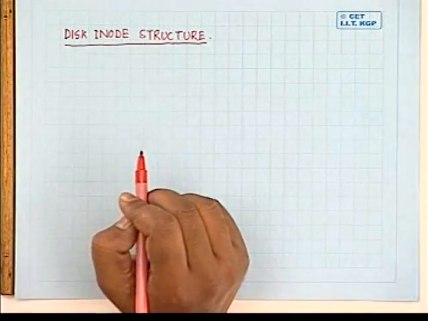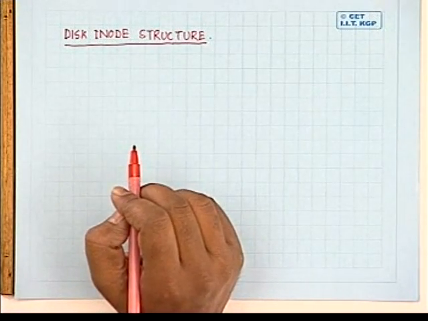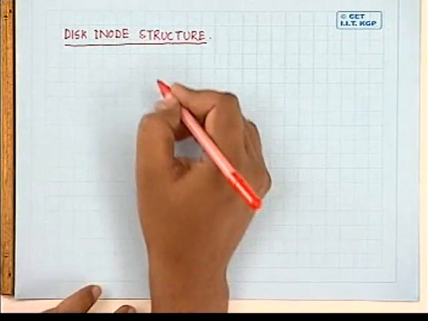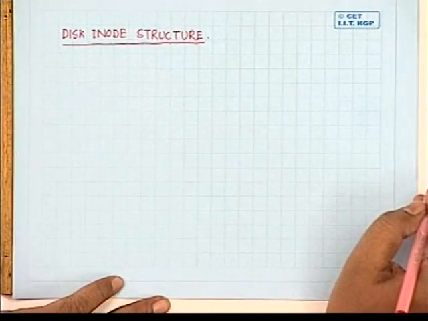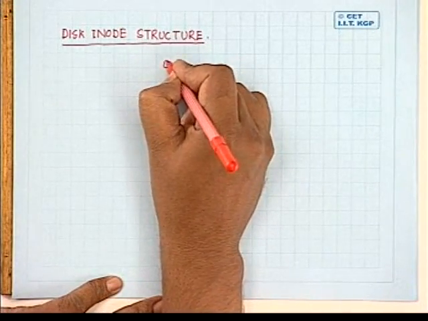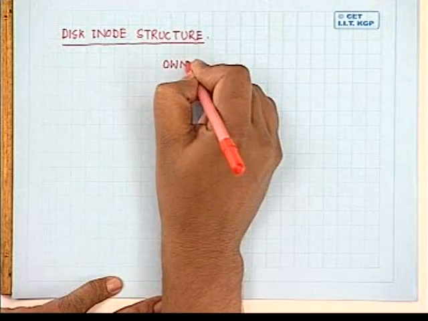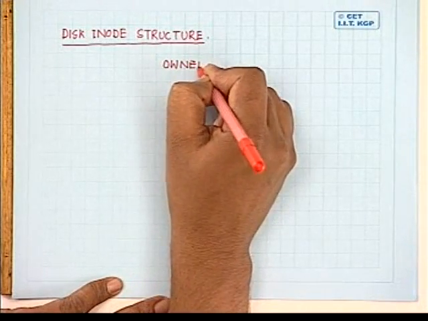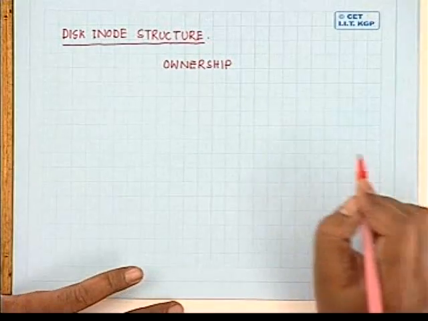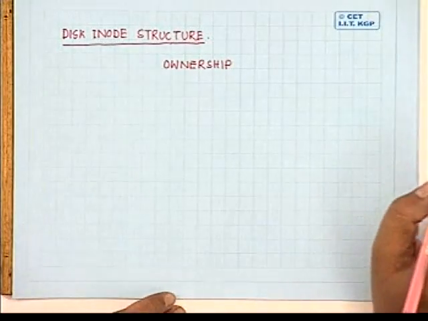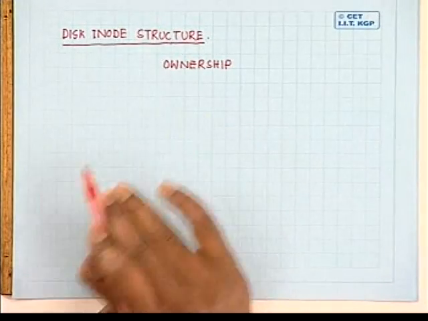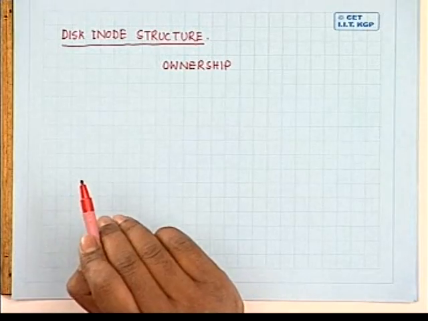Thus, the disk inode contains a number of fields, and every field will contain some information. The first field that you have to have in the disk inode is the ownership specification of the file. That is, you have to specify who is the owner of a particular file, and that specification is contained in one field in the disk inode.